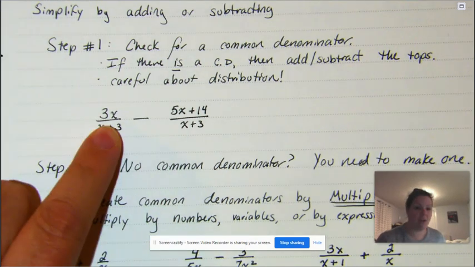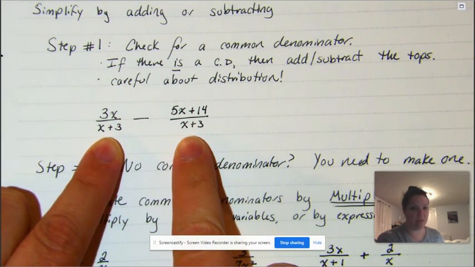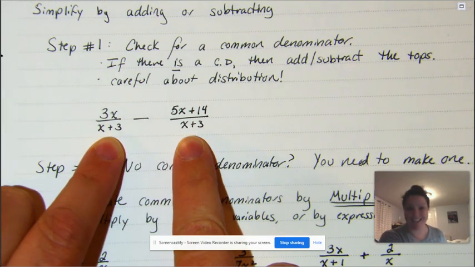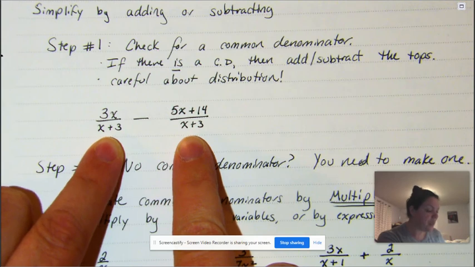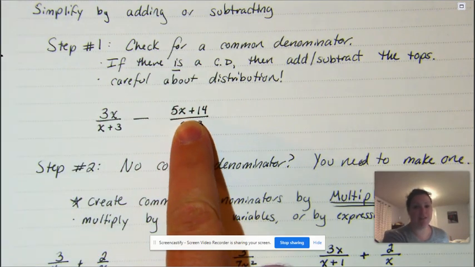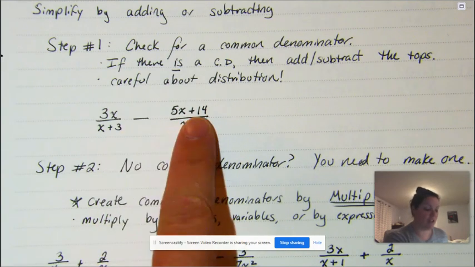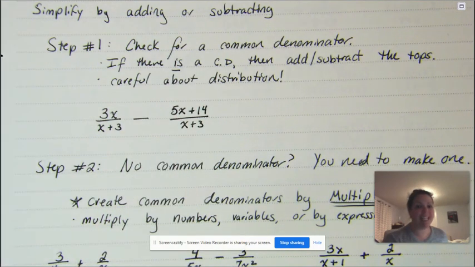So in this example here, I have a 3x. Well, I'll first check your denominator. So we've got x plus 3 in both denominators. Those are the exact same denominator. The first fraction has 3x in the top. The second fraction has 5x minus 14. When I subtract, I have to subtract all of those terms. Each one of those terms is being subtracted.